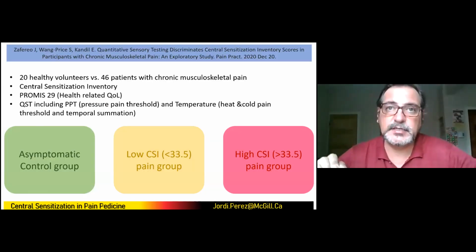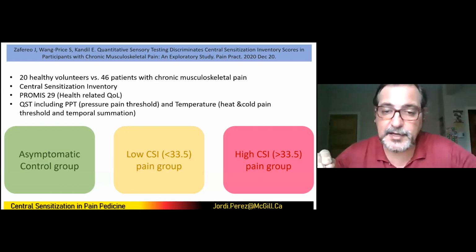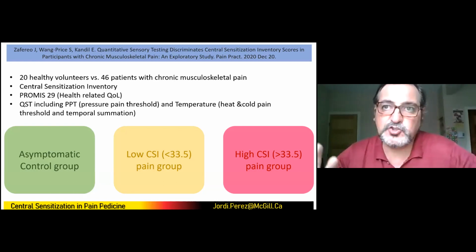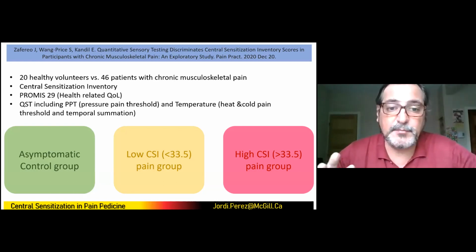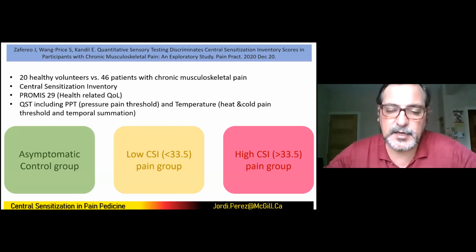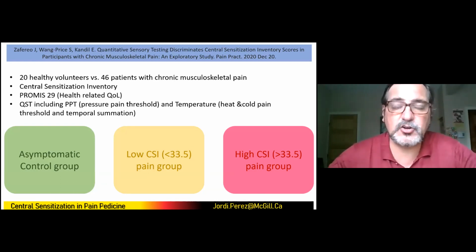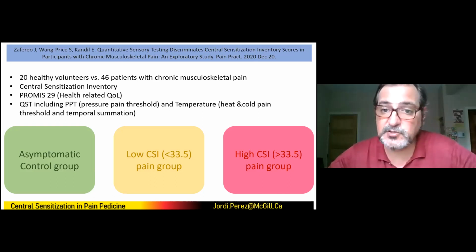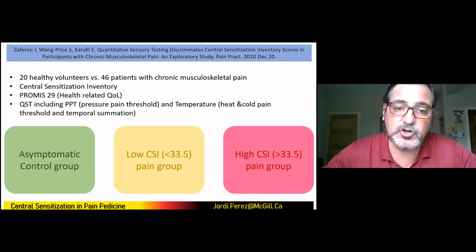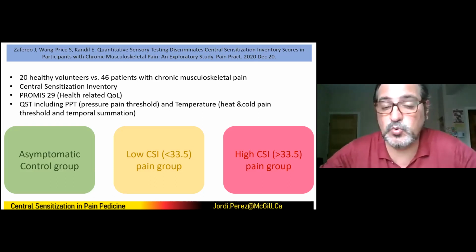Now, is there any link between what the patient says and what the researcher or the clinician finds in the clinic? Actually, yes. In this study, they took patients with pain and some volunteers without pain. Among the patients with pain, some presented with a low central sensitization inventory. They put the threshold at 33 points. Those with a high CSI presented a statistical correlation with altered pressure pain thresholds, altered hot and cold pain thresholds, and also the presence of temporal summation. That was not the case for patients with a low CSI, or obviously for patients who were asymptomatic in the control group.